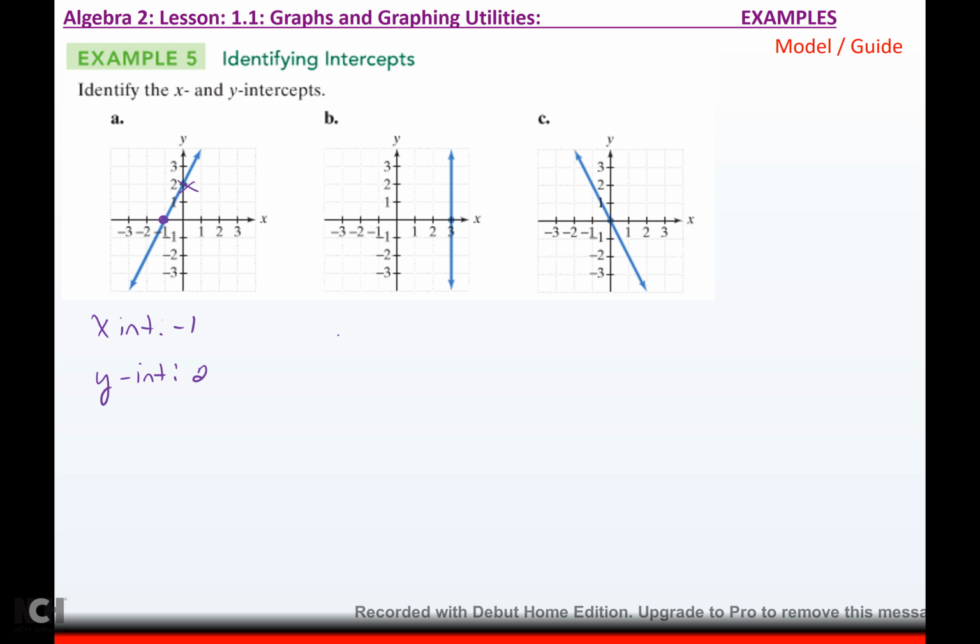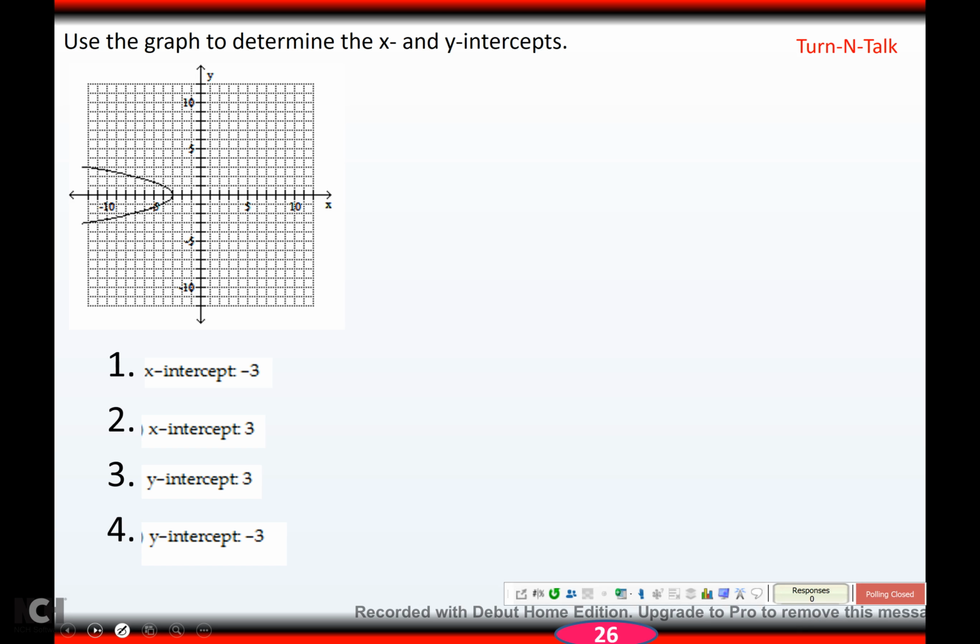Sorry. For B, the x-intercept, it crosses the x-axis right here, that's at 3. The y-intercept, it doesn't ever cross the y-axis, so there is none. If it crosses through the origin, its x-intercept and its y-intercept are both at 0. So take a minute and do this one.